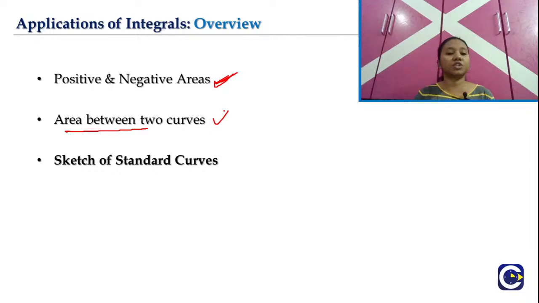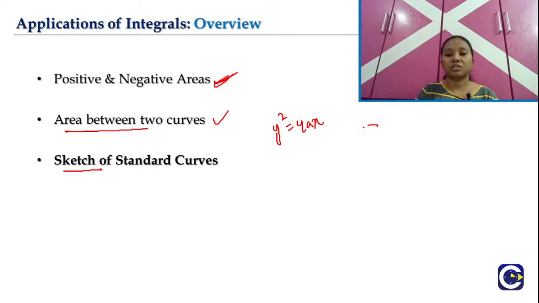Coming to today's session, we are going to focus on standard curves and standard areas. First we are going to start with the sketches of standard curves. We know y square equal to 4ax is nothing but a basic parabola. What will be the shape of this parabola? It will be like this, right?